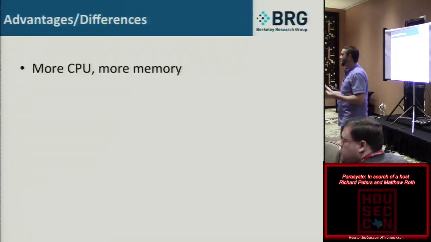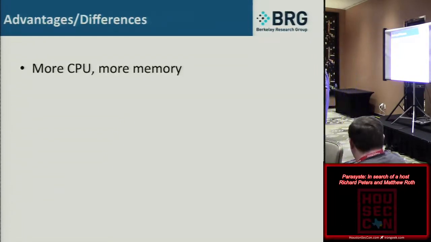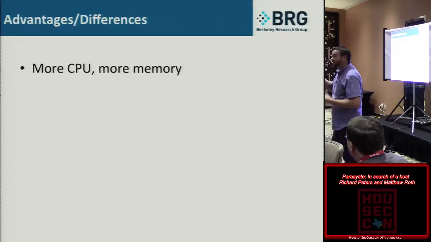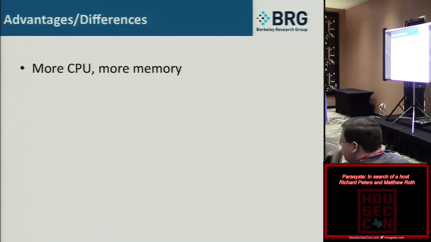Okay, so 30, 50, and then we're showing you the expensive Cadillac. So it's got more CPU. Here's why we think this is a better platform to build from. Obviously more CPU, more memory. We like power. That's an easy one.